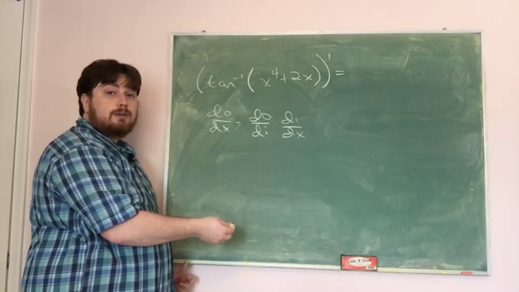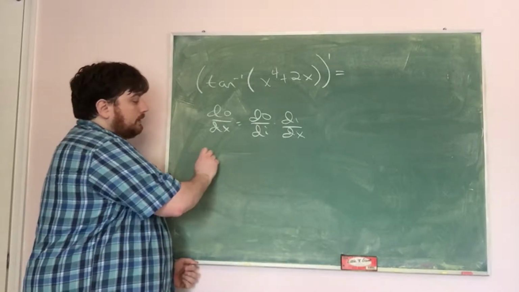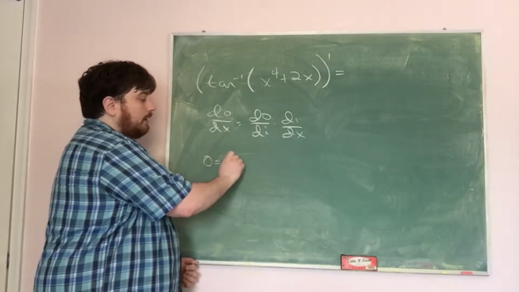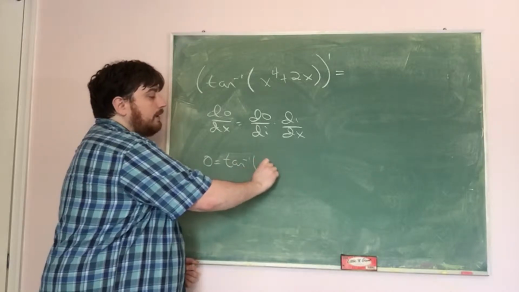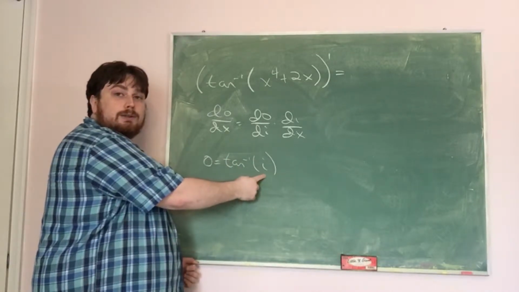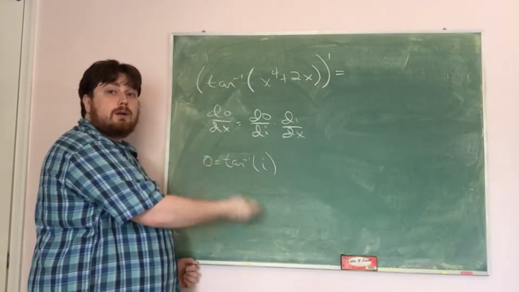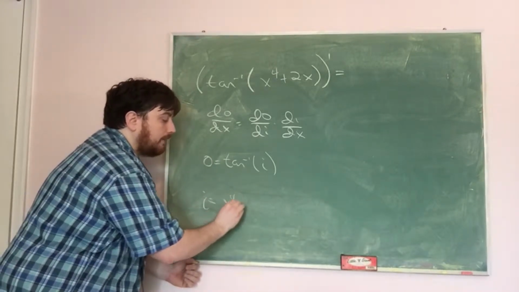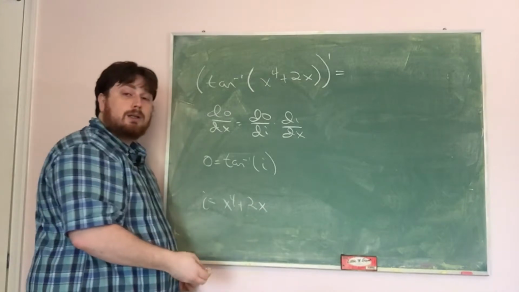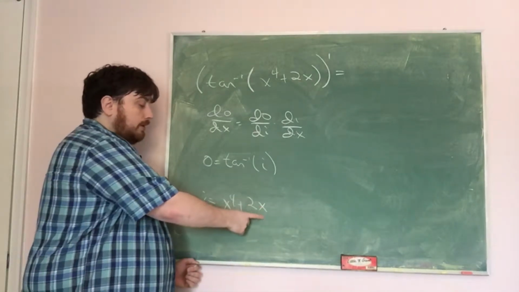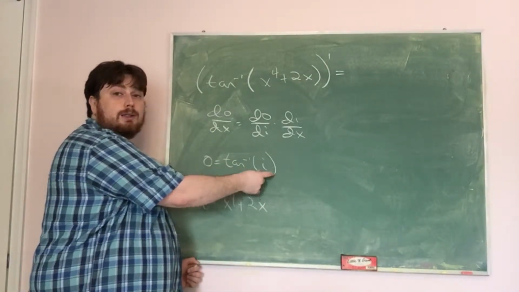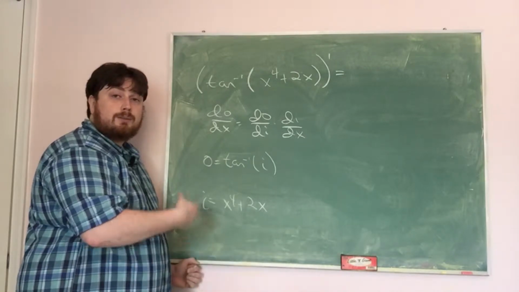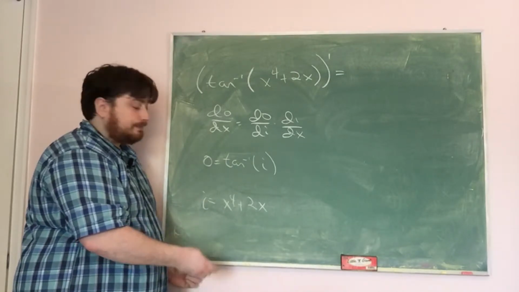As I look at this, the outside function is going to be arctangent of I, and the inside function is going to be x to the fourth plus 2x. So I would plug the x to the fourth plus 2x into the arctangent. And so I have my outside and my inside.